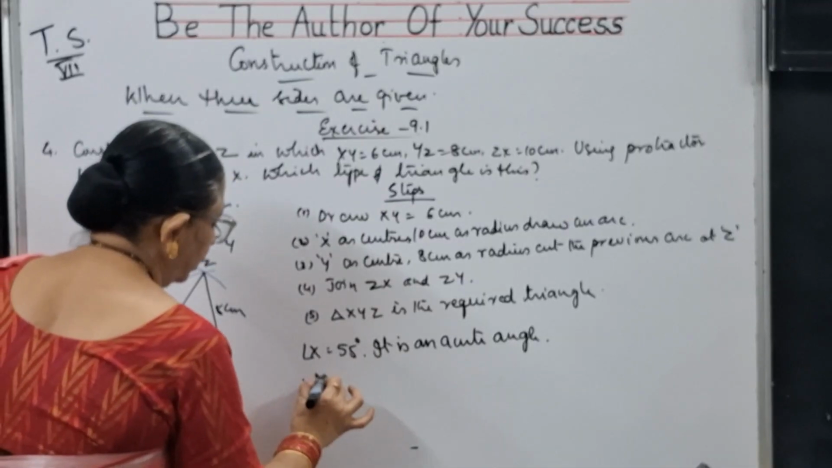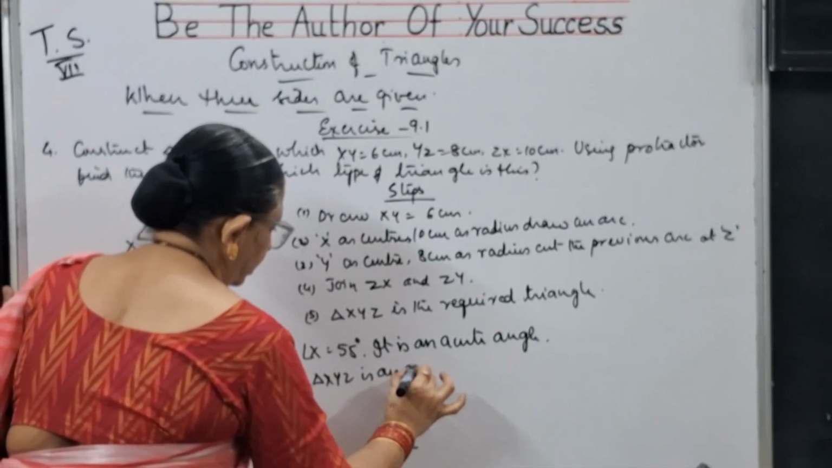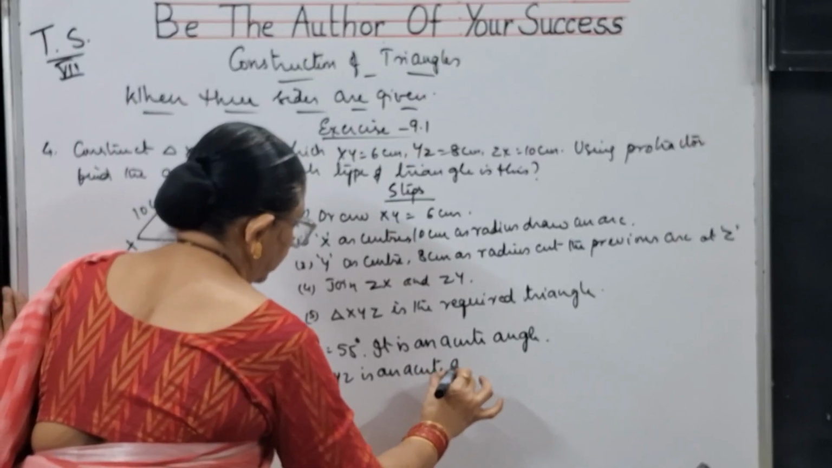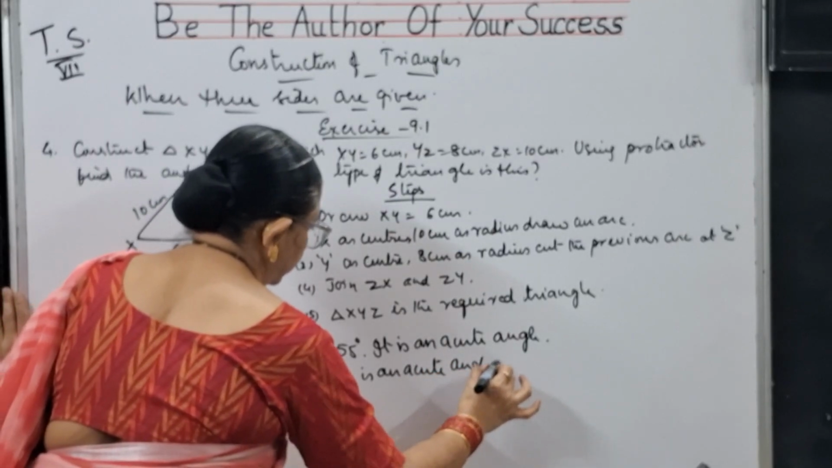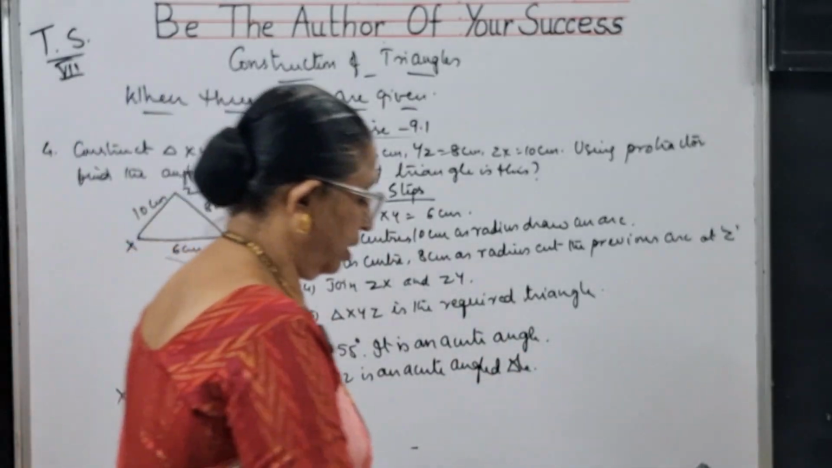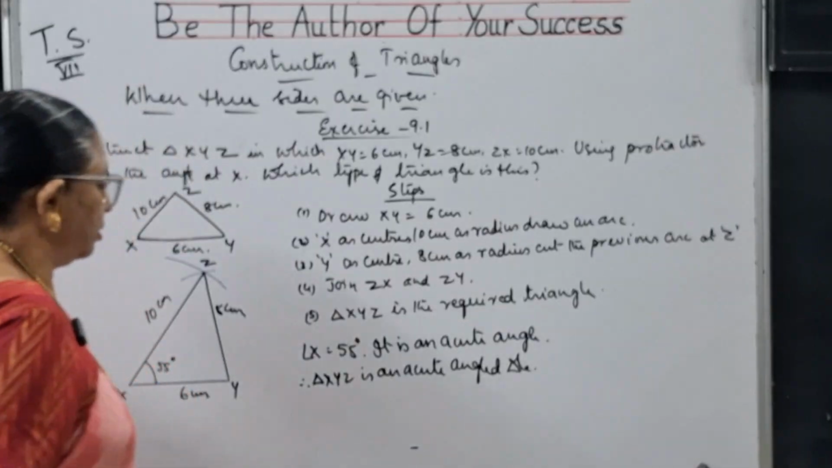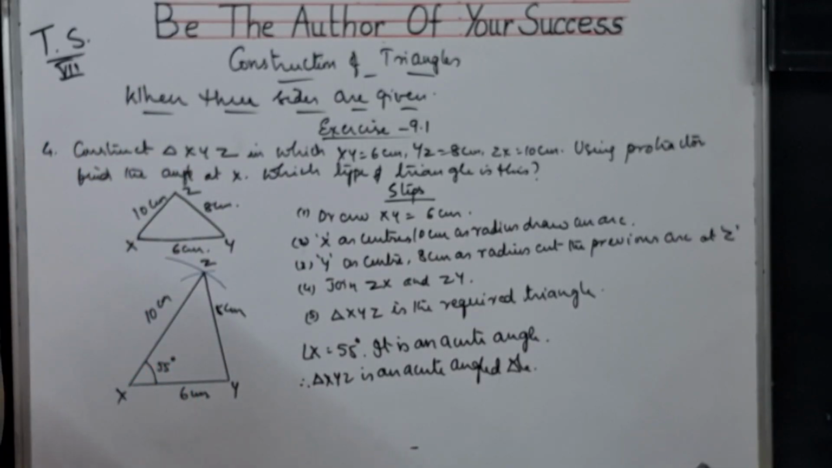Therefore, triangle XYZ is an acute angled triangle. This is the answer for this problem, children. Which type of triangle means it is an acute angled triangle. Please note it down.